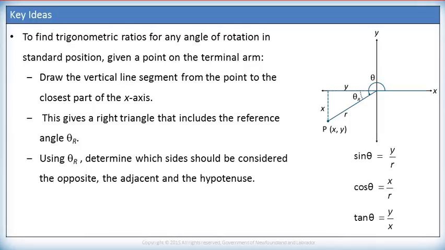In conclusion, to find the trig ratios for any angle of rotation in standard position given a point on the terminal arm, draw the vertical line segment from the point to the closest part of the x-axis. This will give you a right triangle that includes the reference angle, and using theta sub r, determine which side should be considered the opposite, the adjacent, and the hypotenuse. If you can remember, though, that sine theta is equal to y over r, cosine is x over r, and tan of theta equals y over x, that'll be much quicker for you.